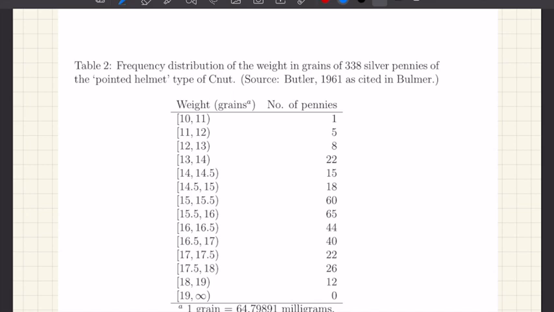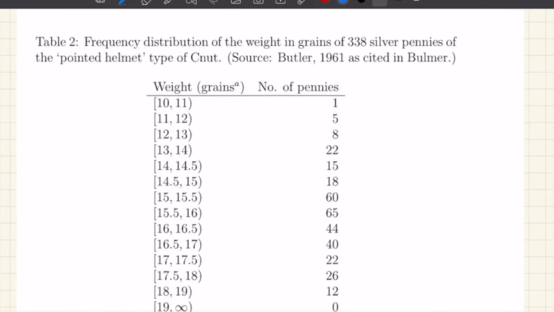Here's the result of an experiment measuring 338 silver pennies of the pointed helmet type of synod. I don't know what that means, but anyway, someone measured the weight of some silver pennies, coins. And here are the ranges, intervals of weight.